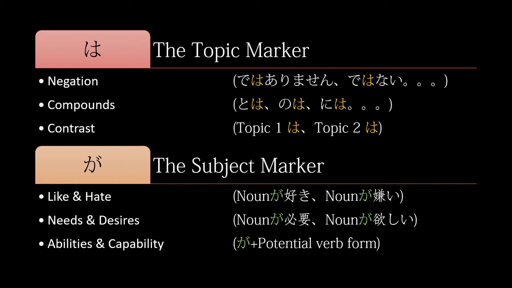Unlike wa, ga is used as an exclusive subject marker, found in like and hate expressions as a key element, and it's likewise important in the expressions of needs and wishes. Finally, ga is used to demonstrate the ability of being able to do something, being equivalent to the English can.